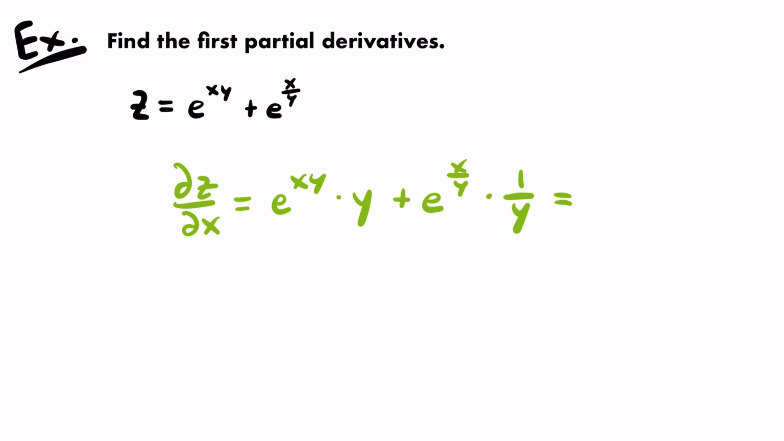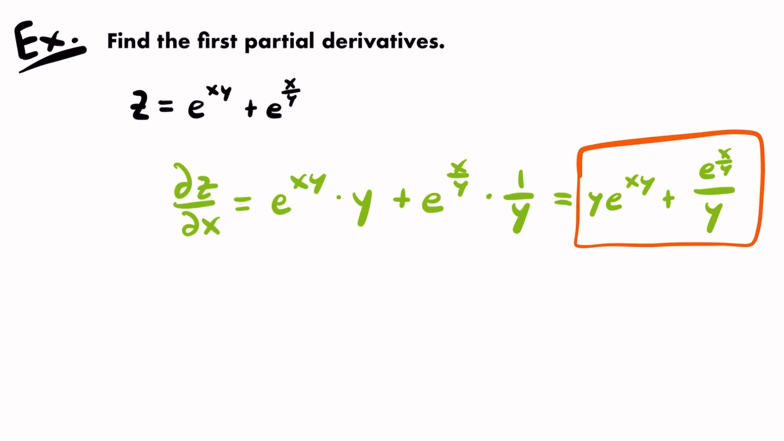I'm just going to reorder some of the multiplication here. dz dx would be y times e to the power of xy plus e to the power of x divided by y, all divided by y. That right there is the partial derivative with respect to x. Now let's find the partial derivative with respect to y. Let's do that all again, but now we'll treat x as a constant and differentiate with respect to y. So now we're going to find dz dy.